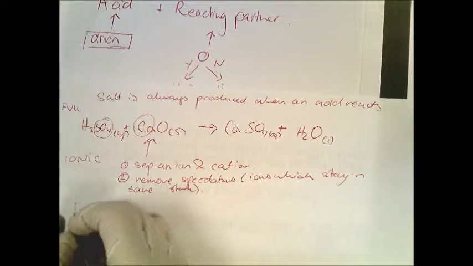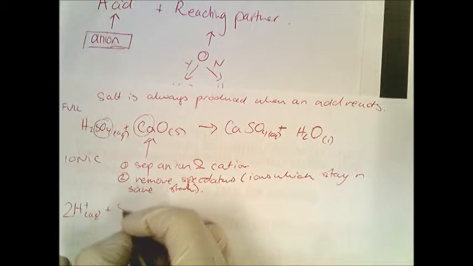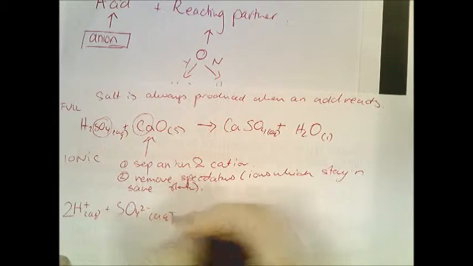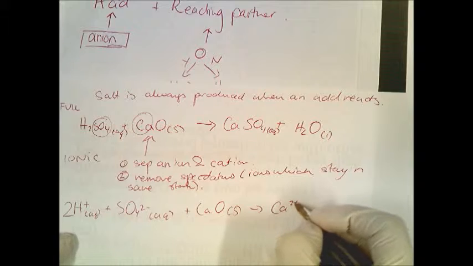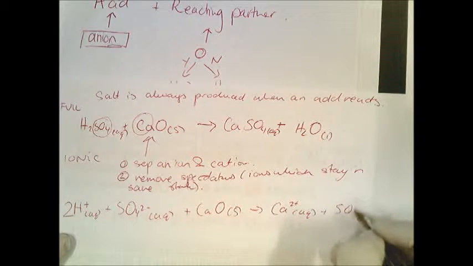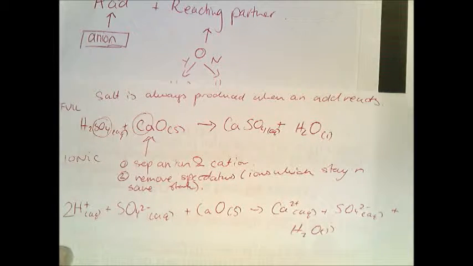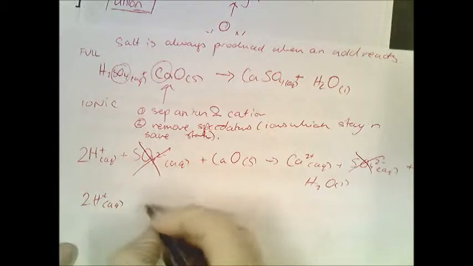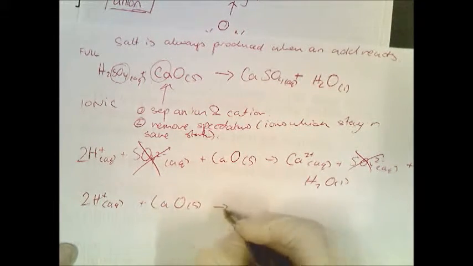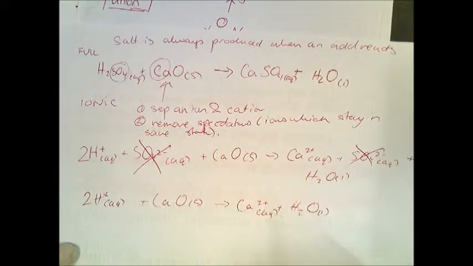So let's have a go. H2SO4 will be broken up into 2H plus SO4 2 negative. Calcium oxide can't be because it's solid. Calcium 2 plus can be broken up into aqueous, and sulfate plus H2O, which can't be broken up because it's a liquid. Then we cross out the spectators. Now the only thing that's not changing is the sulfate. So our ionic equation becomes, sulfate was actually a spectator in that case. Make sure you've always got your states.